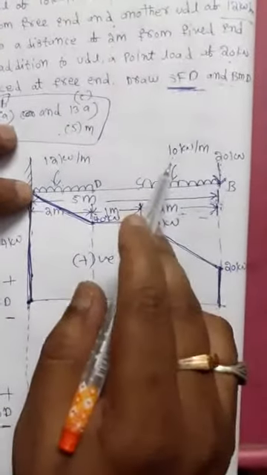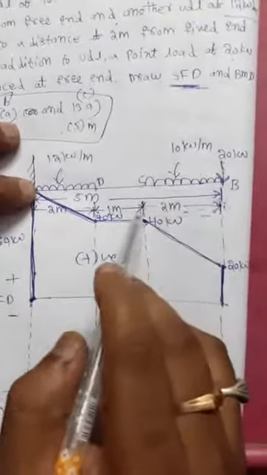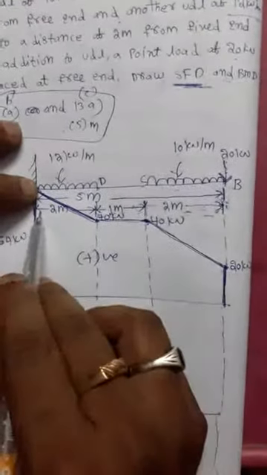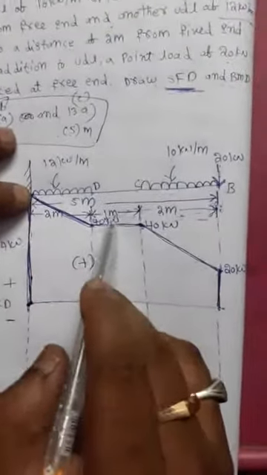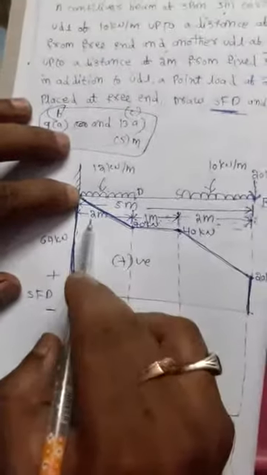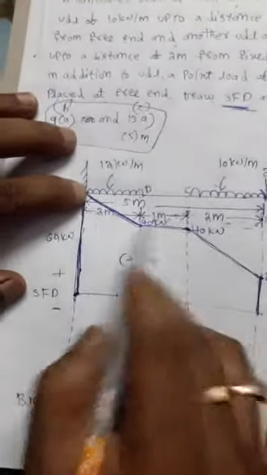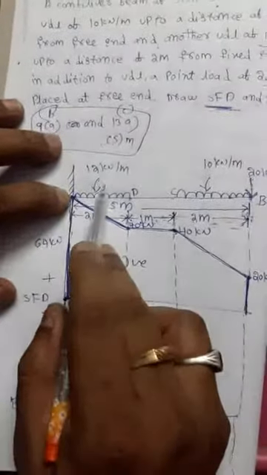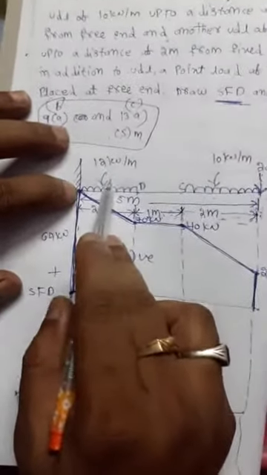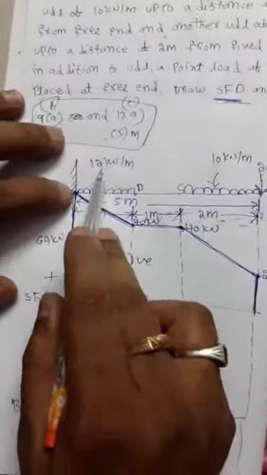So there is one UDL. So UDL WL into L by 2. The additional span length is 3. And the adding span length is 3, instead of 1, the adding span length of 3, the distance between C to A. And there is one point load, one UDL. The UDL formula is WL into L by 2. So W is 12 and L is 2.